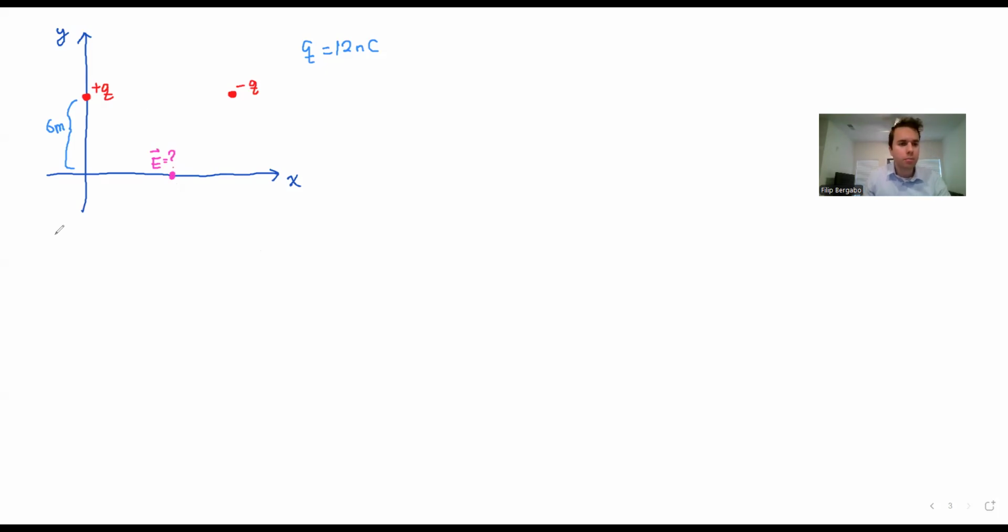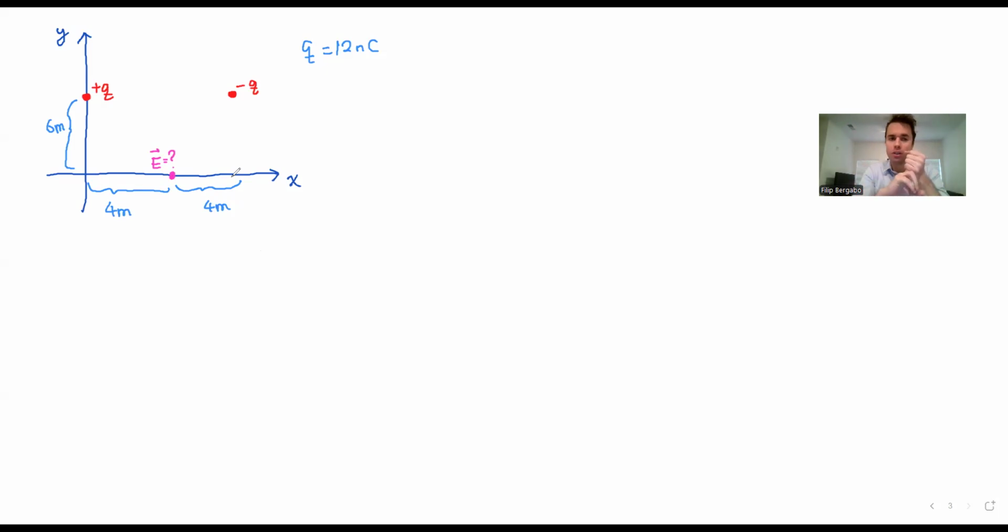And I need to specify one more distance here. So let me put in that this distance is 4 meters. And so therefore this distance is also 4 meters. Right, so take a moment to think about this. Make sure you understand the setup here.